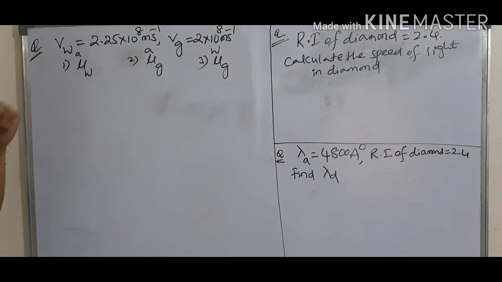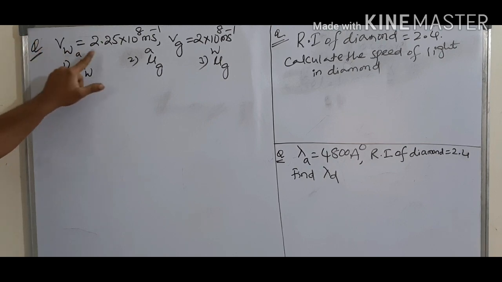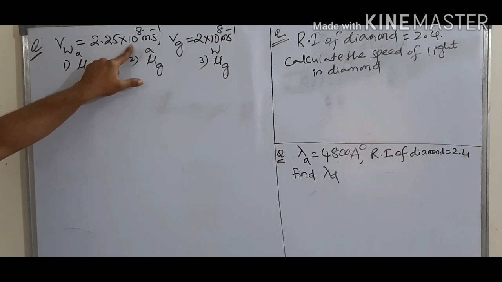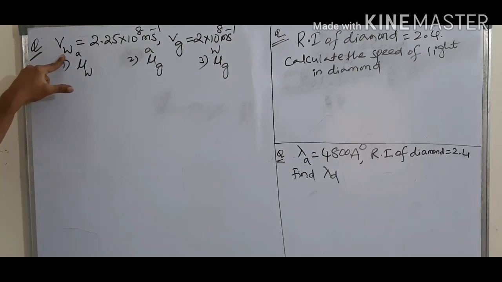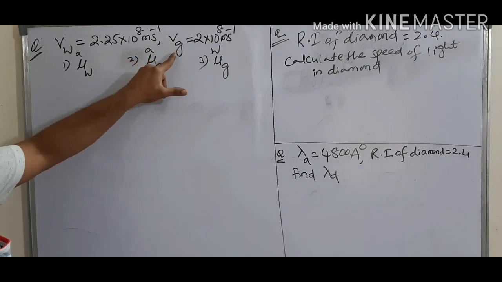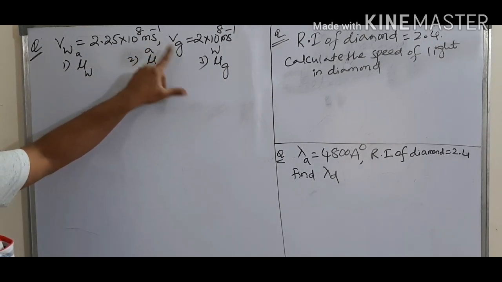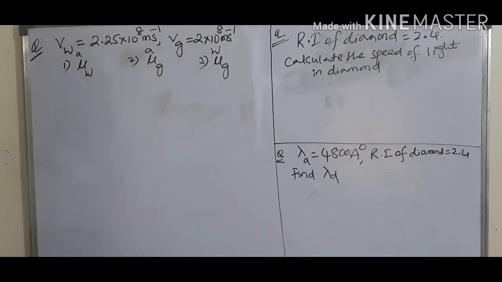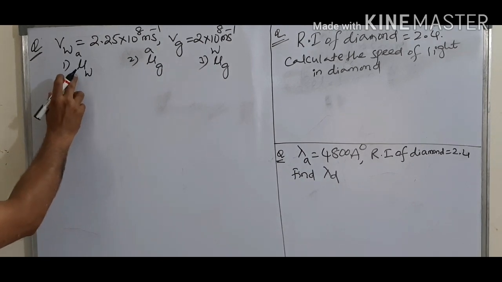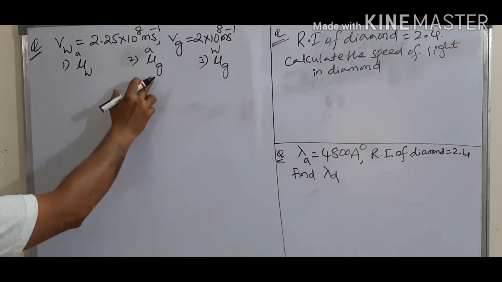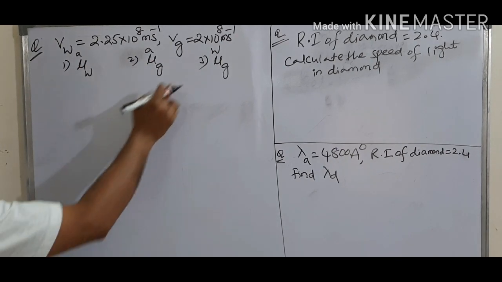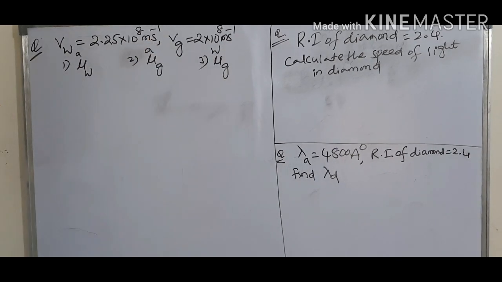See here, V_W is equal to 2.25 × 10^8 meter per second. V_W means speed of light in water. Next, V_G means speed of light in glass. This is the data given, and we have to calculate mu_W with respect to A, mu_G with respect to A, and mu_G with respect to water.